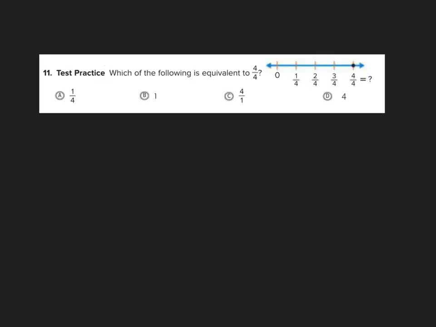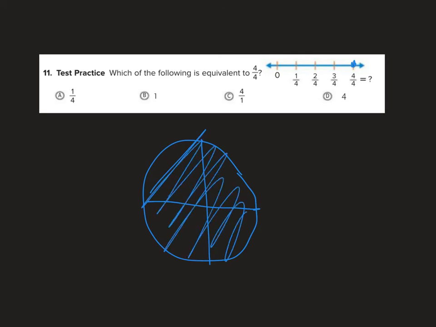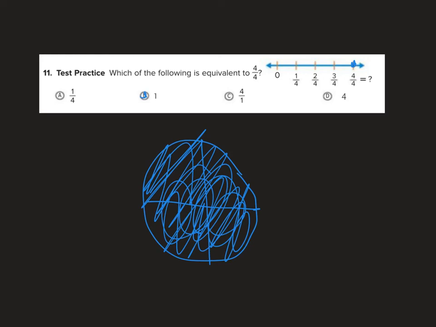Which of the following is equivalent to 4/4? Right here, 4/4 is the same thing as if I have a pizza, I cut it into 4 pieces, and I eat all of those pieces. How much of the pizza did I eat? 1 whole pizza. All right, that's all I have for you today.